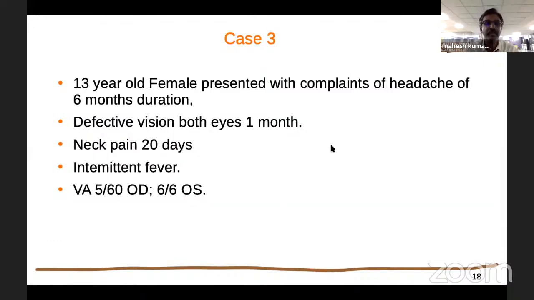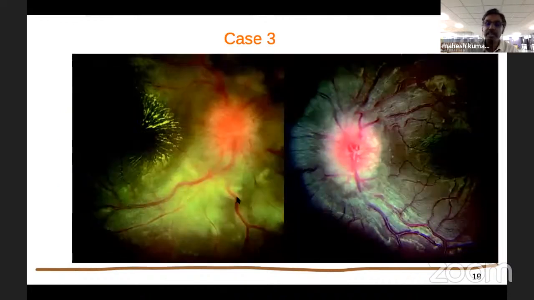Next case is a 13-year-old girl with defective vision in both eyes of 1 month duration. There are signs of meningitis with intermittent fever. Visual acuity in the right eye was 5/60. Here you can see a distinct feature: there is bilateral papilledema. But in addition, she had a manifestation of neuroretinitis as well.